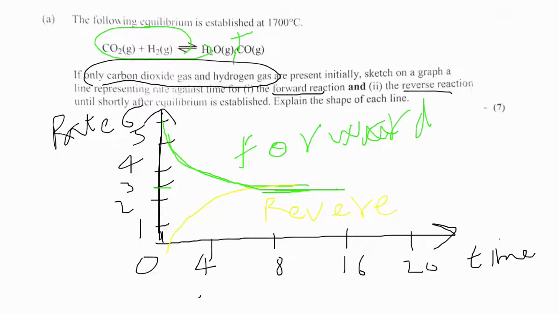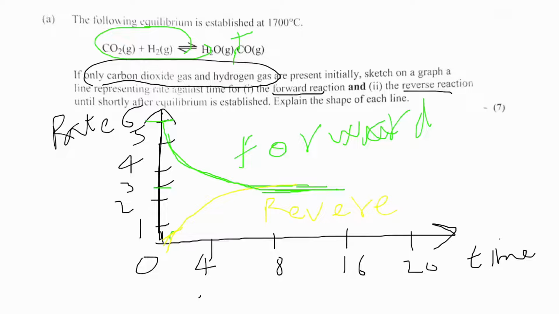So whenever the graph becomes parallel to the x-axis, that means neither are the reactants combining to form the product, nor is the product breaking to form the reactants. So this you should remember. This is the way you can draw the graph, and this you should always remember.